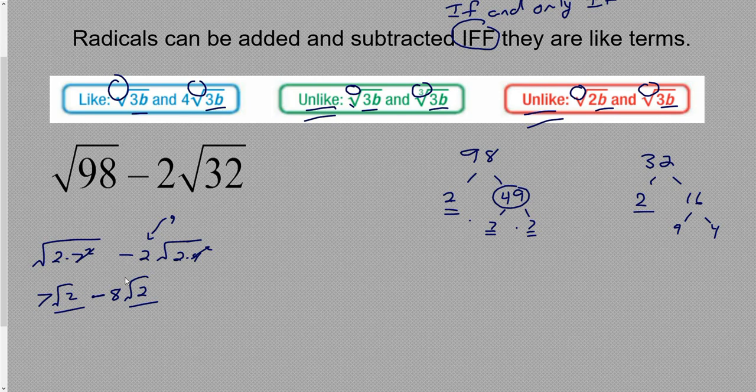It doesn't really matter what the radical is. I have 7 of something, and I'm subtracting 8 of the same something. 7 minus 8 is negative 1 of that thing. Negative 1 square root of 2, or just negative square root of 2, depending on which way you like to write that. And so we only want to judge radicals as being like or unlike after we simplify and reduce their radicands as much as possible.